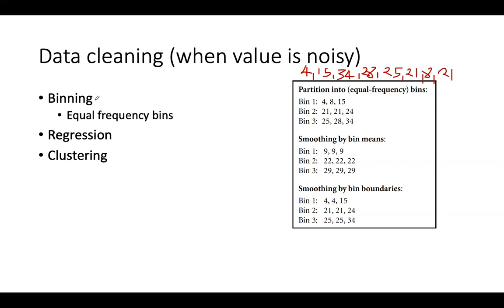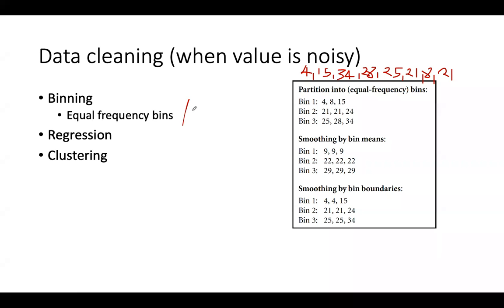First of all, let's look at the first approach, binning. Binning is essentially trying to partition this data into bins, or what we call buckets. This is a very popular strategy for smoothing. The first thing you need to do is sort this data in ascending order, starting with the smallest all the way to the largest. So the first step is to sort the data.